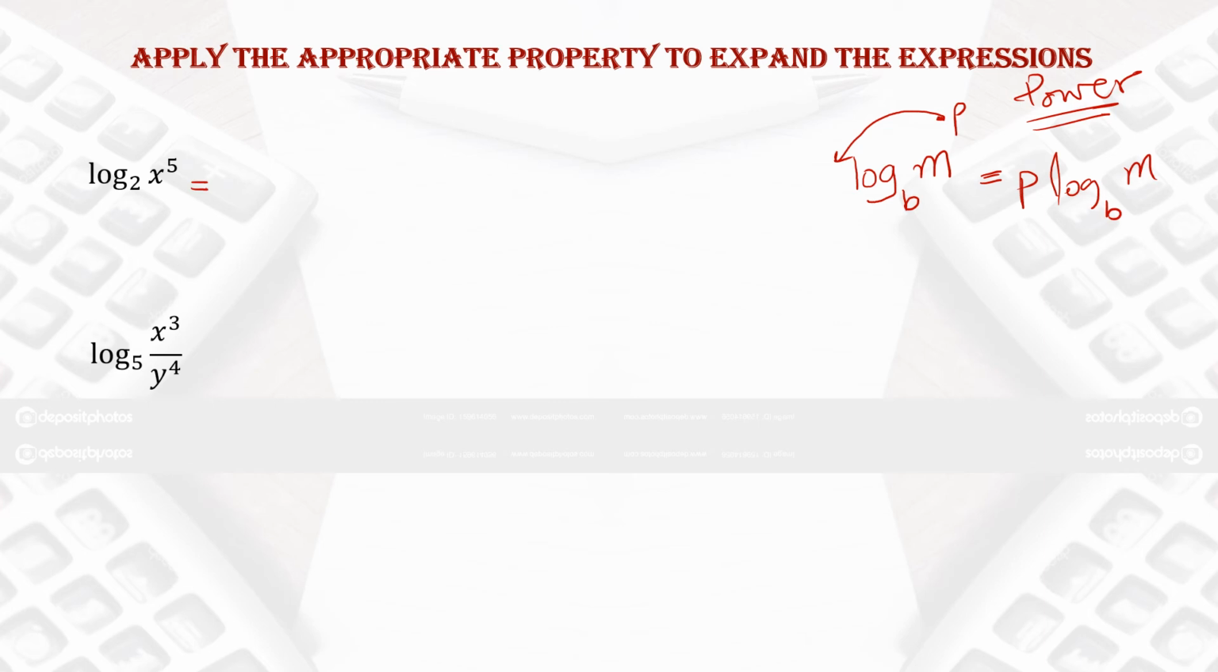So here x to the power 5 is written with log base 2. Now 5 is the power, so while expanding it, you have to write the 5 before the log. So you will write here 5, log base 2 stays as it is, and then x.